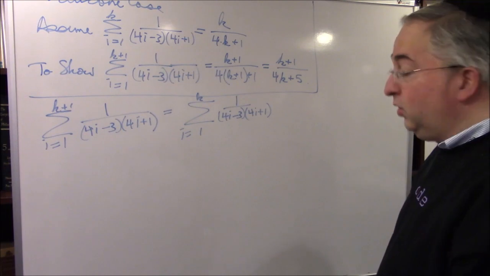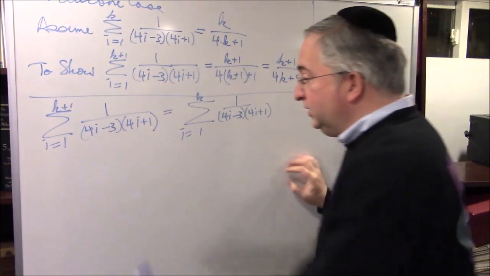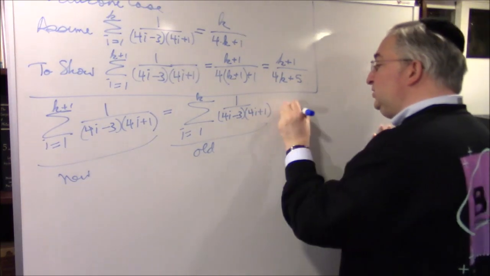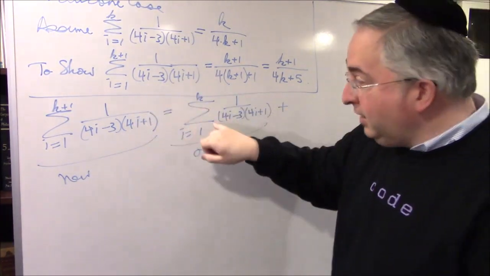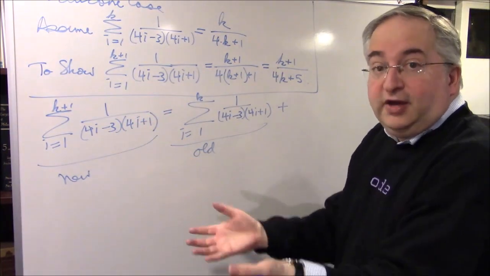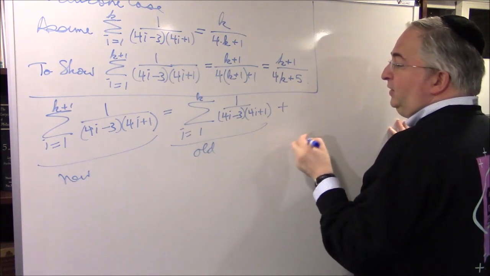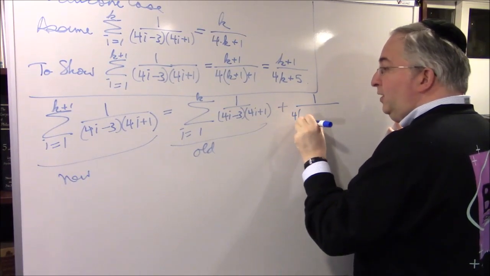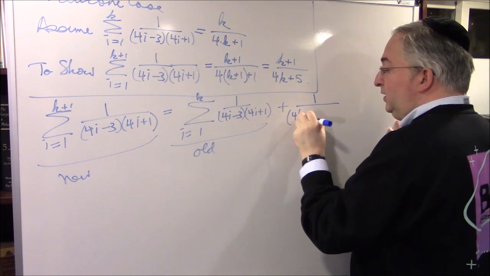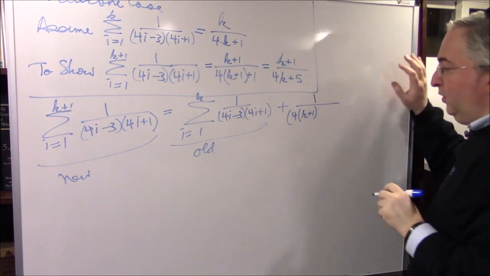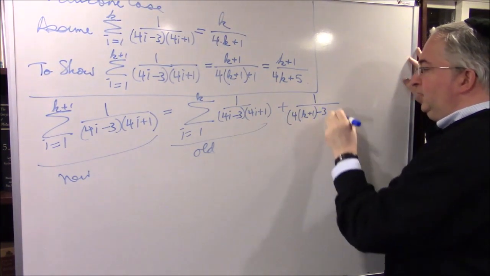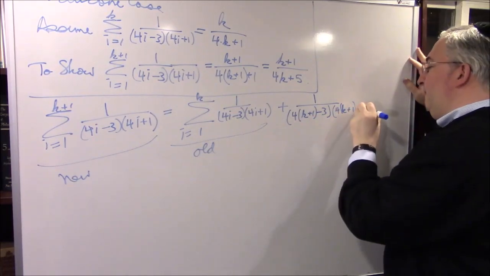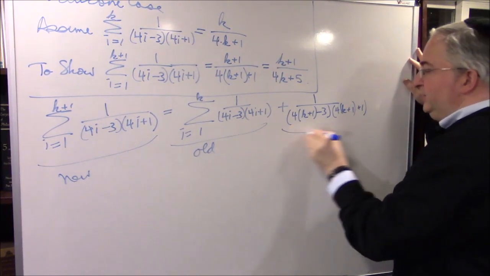Hold on, because that is not equal to this. This is the new in terms of the old, but we need the fix. So let's do the fix. Plus, what's missing here from here? And the answer is the last term, the final term, the k plus 1th term. So we get plus the final term. So what's the final term? 1 over, when you plug in i equals k plus 1. So let's plug it in. 4 times (k plus 1), this is why I moved the camera over so you can see, minus 3, times 4 times (k plus 1) plus 1. Okay, and this is the fix.